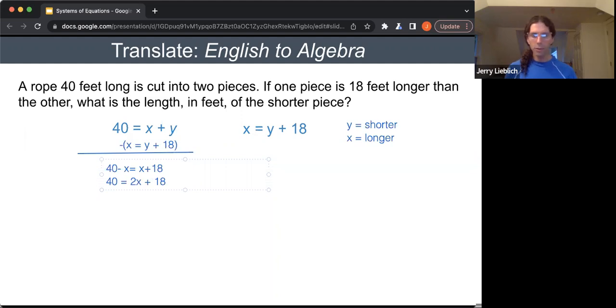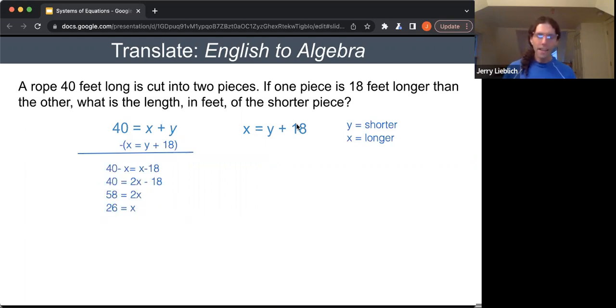Get my x's over to one side by adding x to both sides, subtract 18 from both sides. Oh, whoops, I made a mistake here. This should be minus 18. Why did that come out wrong? So I add 18 to both sides. Excuse me, been a long day.